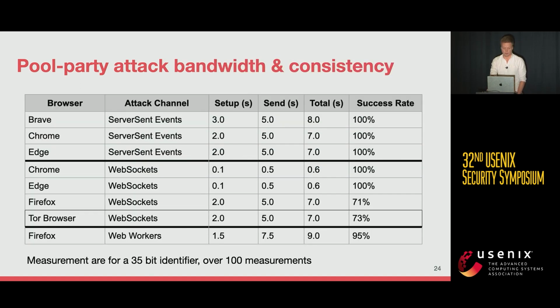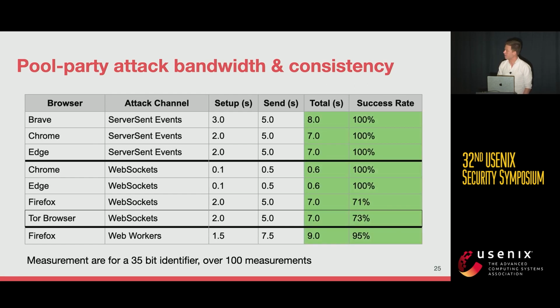In this table, I'm presenting the bandwidth, which is how fast you can communicate, and the consistency, how often you get information correctly when you write it and read it back. These measurements are for sending a 35-bit identifier across the channel, averaged over 100 measurements. The thing I mostly want to emphasize here is not the exact numbers, but that these are all extremely practical attacks. The setup column is some preamble communication for figuring out who's going to be sending and who's going to be receiving. And the send is the actual 35 bits going across the channel. But all of these take less than 10 seconds, and in some forms of the attack, less than a second to communicate. So they're extremely practical.